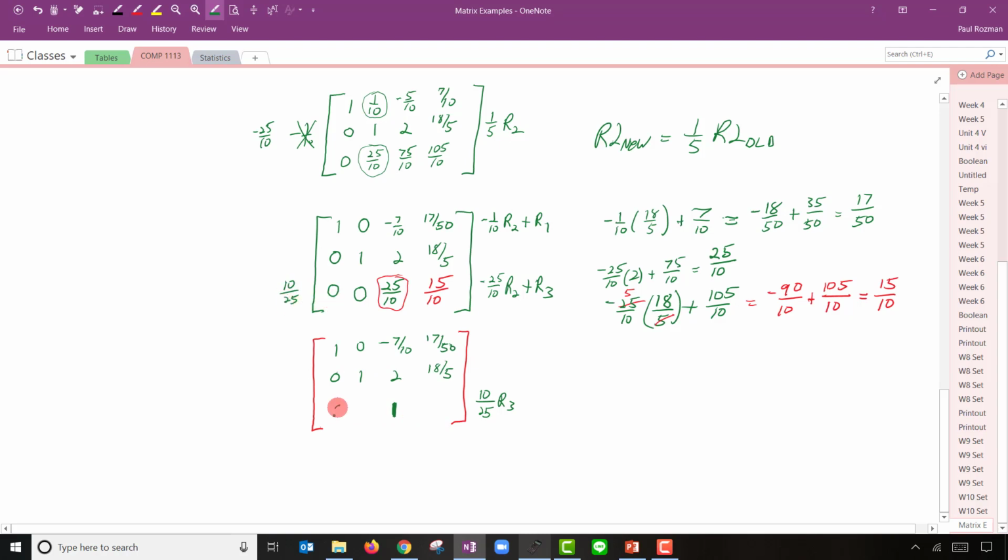10 over 25 times 0 is still 0. 10 over 25 times 0 is still 0. 10 over 25 times 25 over 10 is 1. And then finally, 10 over 25 times 15 over 10 ends up being 15 over 25. The 10s cancel. I could probably reduce that. In fact, I think I'm going to. Divide by 5, so we get 3/5. We did 10 over 25 times 15 over 10. I canceled these 10s and ended up with 15 over 25, and then I reduced. Divide by 5, you get 3/5.